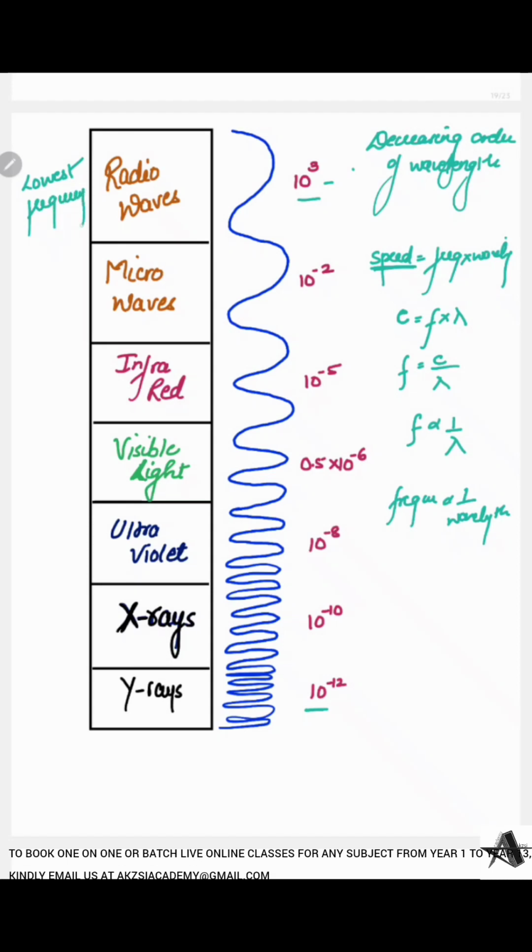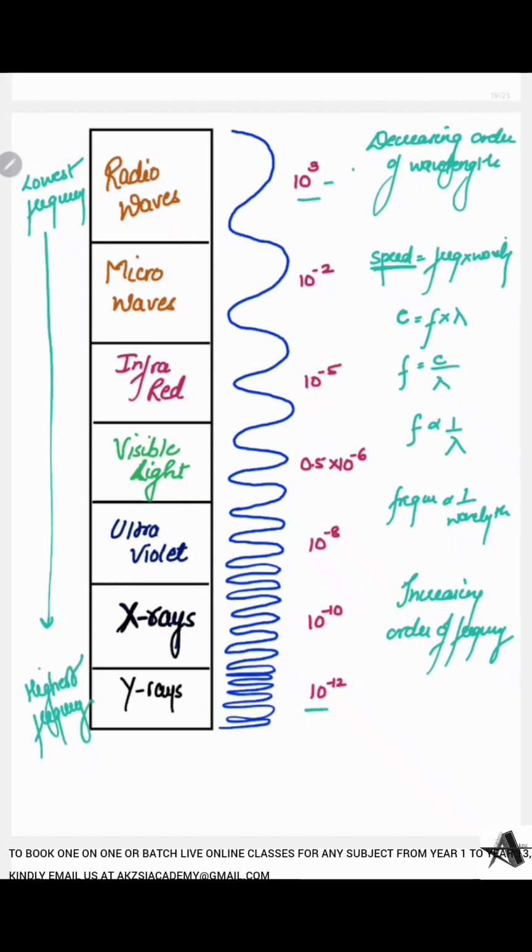So in terms of frequency, it is arranged in increasing order of frequency. As you keep on moving in the downward direction, the frequency keeps on increasing. And for the gamma rays, that's why they are very dangerous. They have the highest frequency.